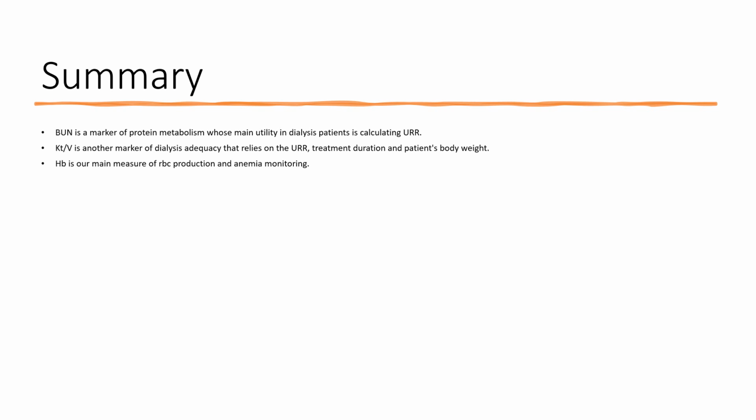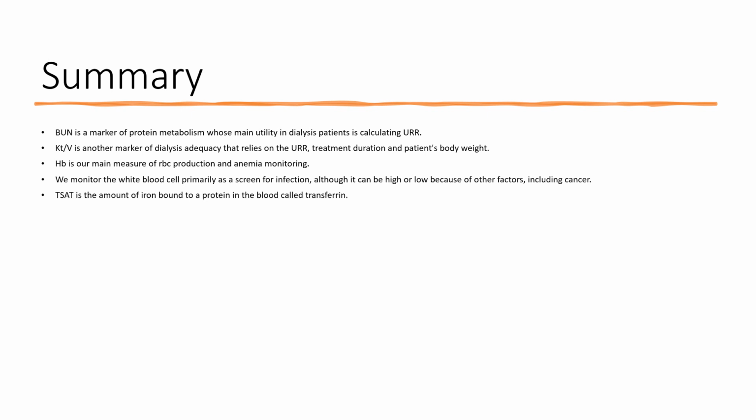Hemoglobin is our main measure of red blood cell production and how we monitor anemia. We monitor the white blood cell count particularly as a screen for infection, although it can tip us off to other problems, including cancer. Transferrin saturation is the amount of iron bound to a protein in the blood called transferrin. It lets us know how much iron you have in your blood immediately for use. Ferritin is a better estimate of the body's total stores of iron.